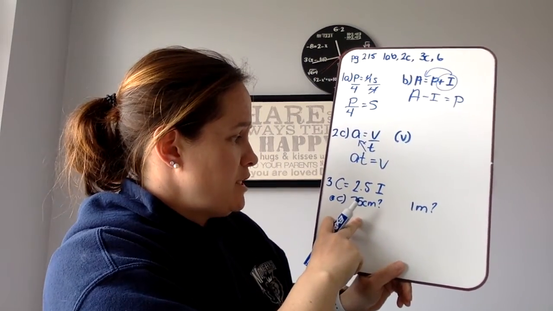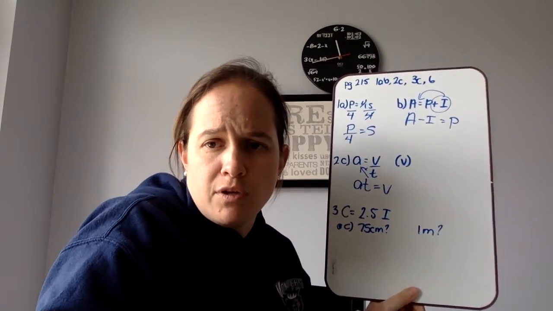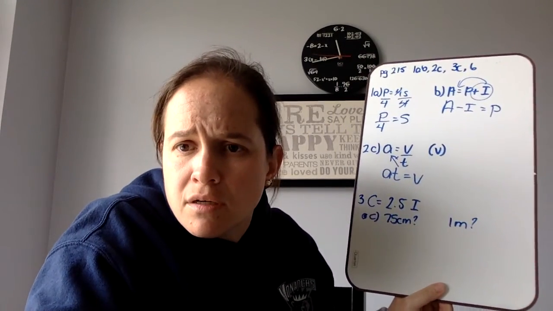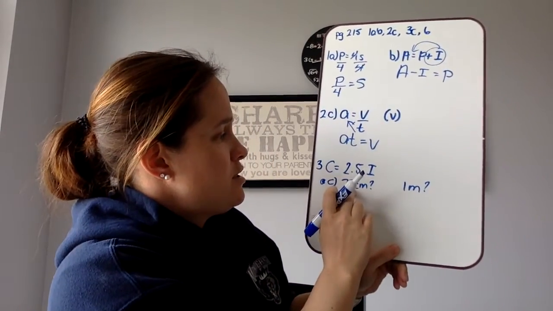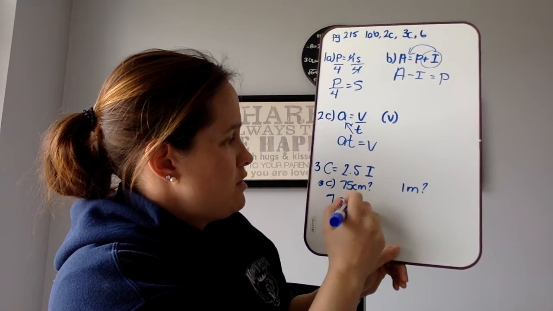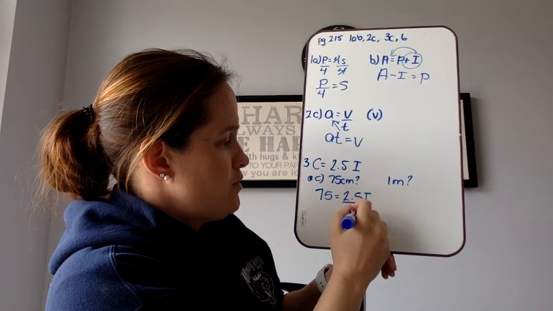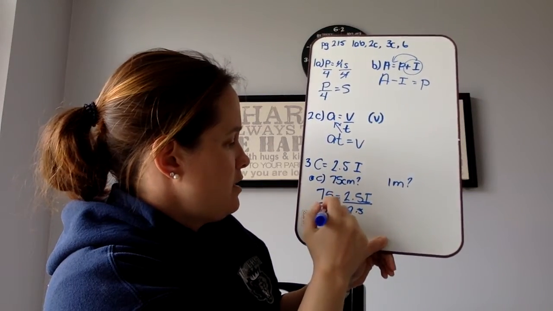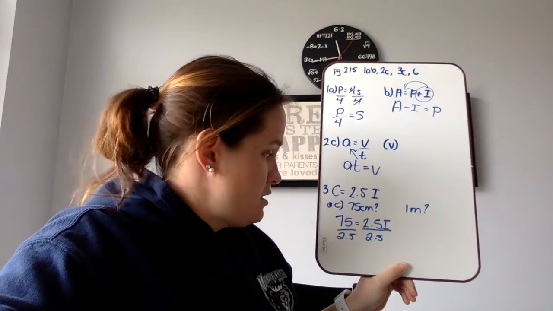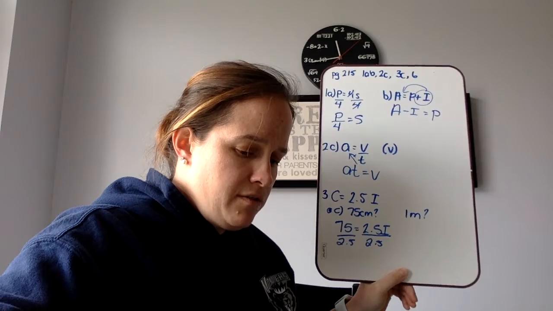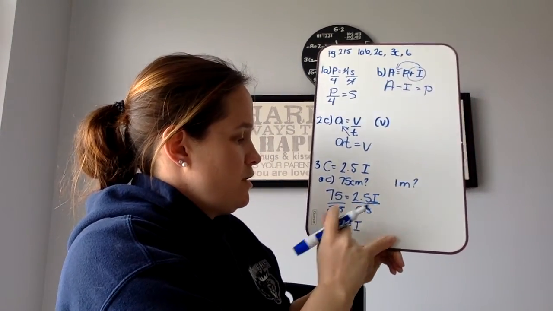For this question, number 3C, it's asking you to sub in to find, I believe, how many inches. So all you're doing here is you're subbing in the centimeter value into your equation and solving. So if you divide 2.5 to isolate the I, you divide that side by 2.5 as well, and 75 divided by 2.5 is 30. So this is equal to 30 inches.